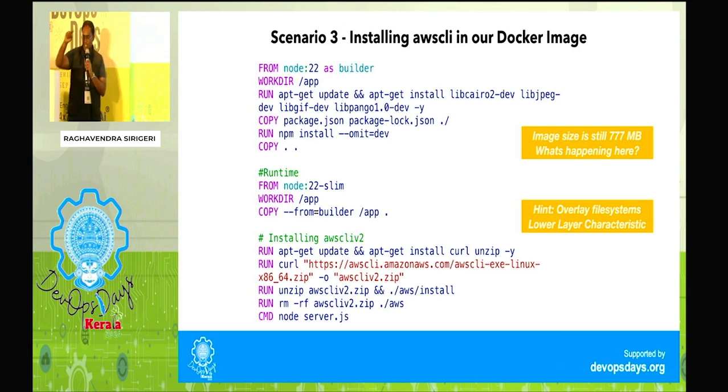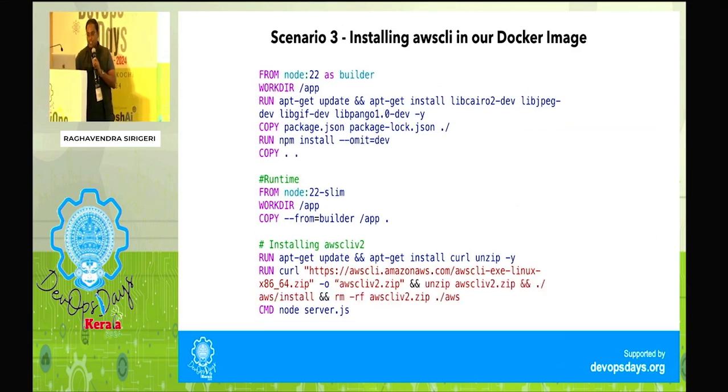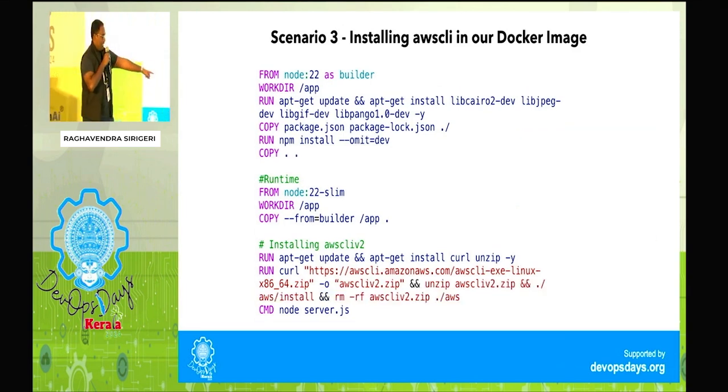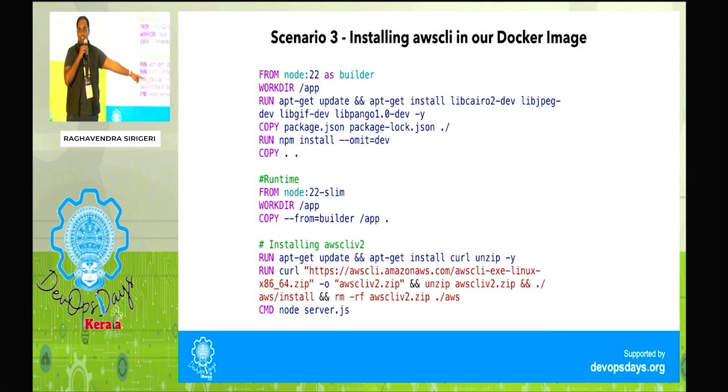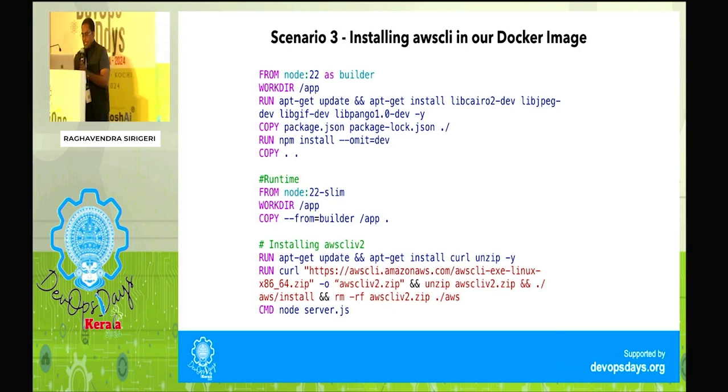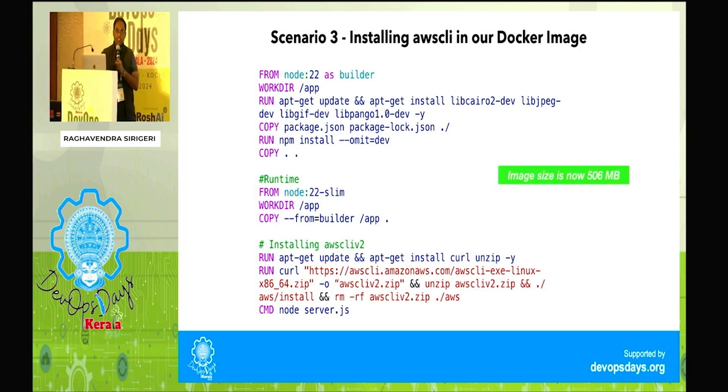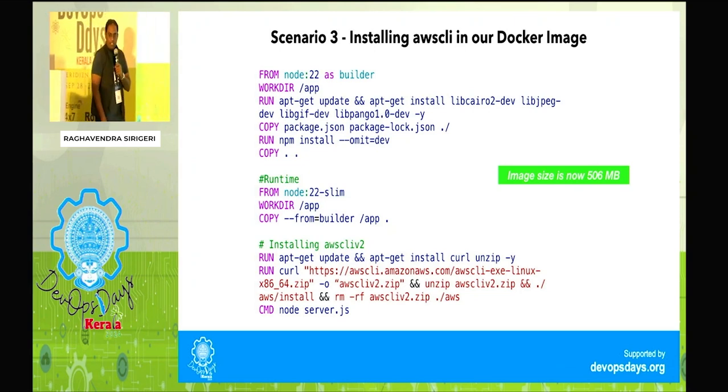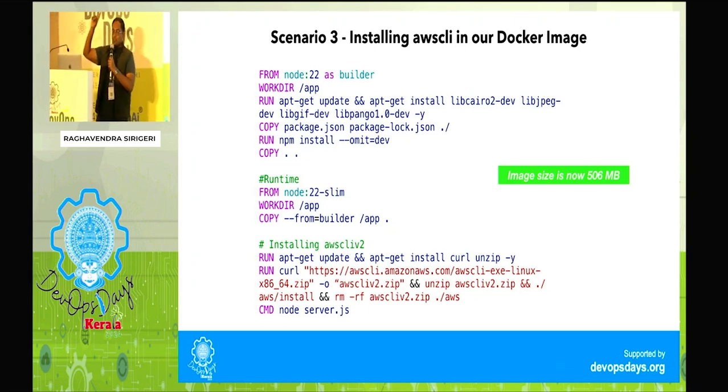Yes, combine. So combine everything. You combine this whole thing in one line. So this whole thing will get executed once, and as soon as it installs, immediately it will remove the source zip file. And now you will see that the image size is reducing from 777 to 506. Right? So just one more minute.